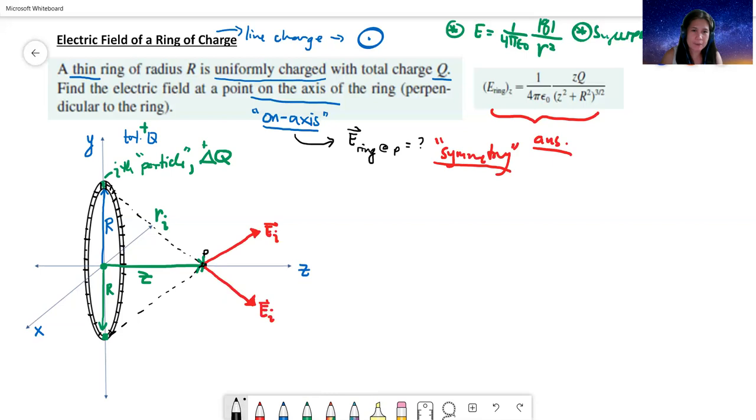point P natin. Ayan. So I would say that this angle here from the axis going there, I'll call this as the angle of the ith particle, theta sub I. And since these are two intersecting lines, then the opposite angle here is also theta sub I. We need that in our substitution later.